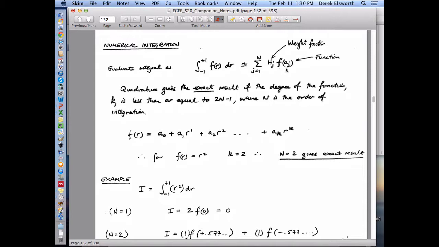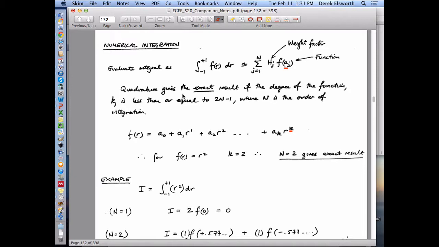You can calculate the function at a particular location in its range, somewhere between plus and minus 1, an optimal location. And if you multiply it by a weighting factor, then you end up with the correct integration. It's basically straightforward: if this function r is some polynomial which has maximum order of k, so if it's a linear function, quadratic function, cubic, quartic, quintic, etc., then the order of k allows you to basically determine the order of integration that you have to use.